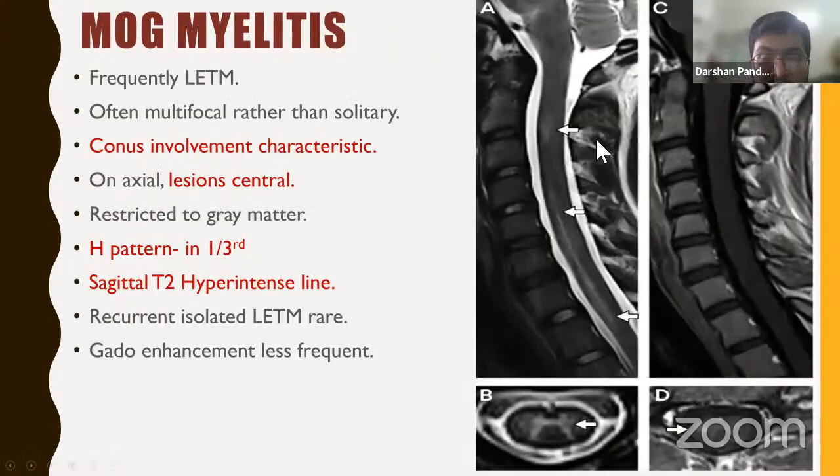In MOG, there's also frequent LETM. Often it is multifocal rather than solitary. Conus involvement is quite characteristic. On axial images, lesions are central, restricted to gray matter, so what we call the H sign, in 30% of the cases, and a sagittal T2 hyperintense line can be seen. Recurrent LETM is rare in MOG, and gadolinium enhancement is less frequent.